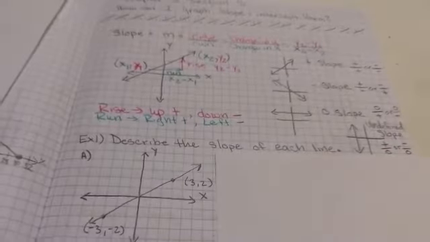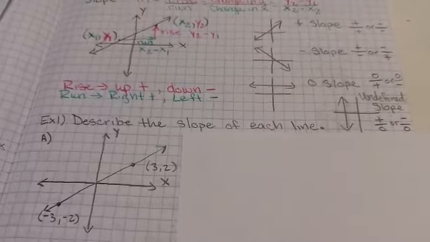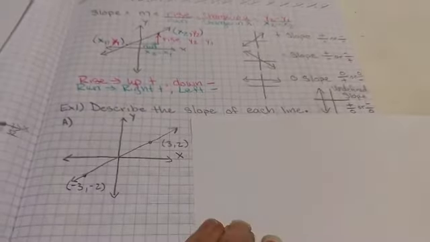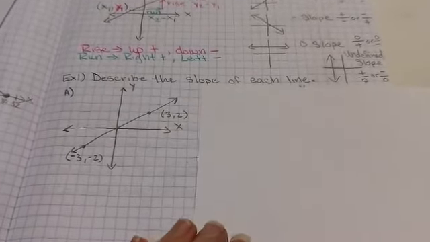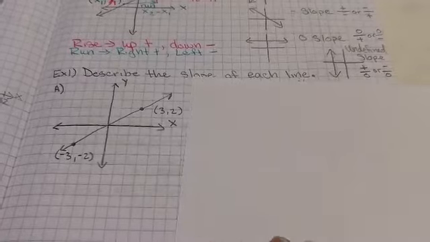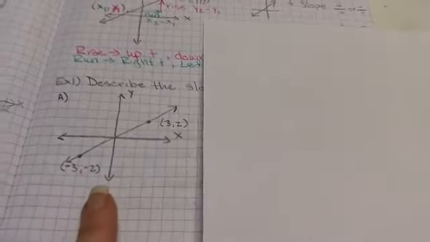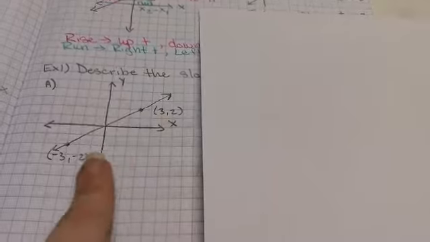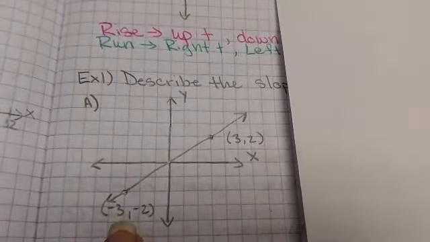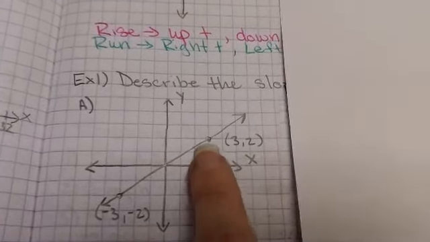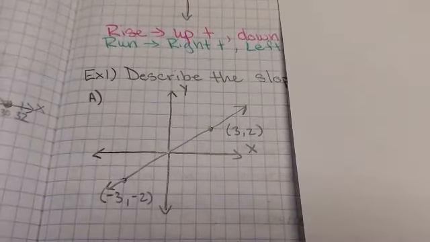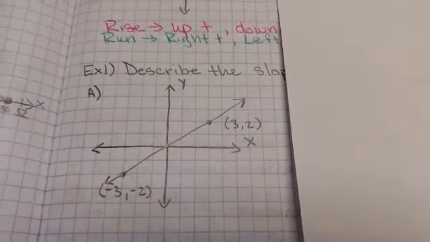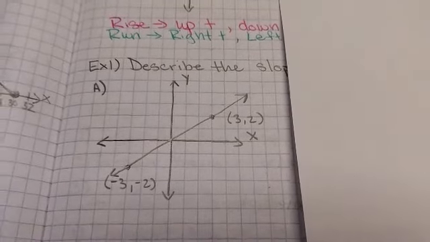So I want you to describe the slope of each line and find the slope for each line. So if I want to describe the slope for graph A, first thing I'm going to do is I'm going to give you just a minute so that you can copy this graph down. So we have this point over here is at -3, -2, and then this point over here is at +3, +2. So put example 1A, copy this graph down.